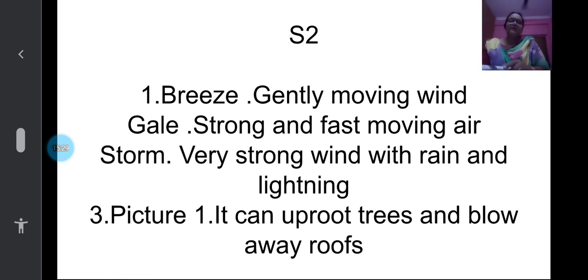So as I told you, read the lesson on textbook pages 118 and 119, then complete S1 and S2 in your workbook, and complete the simple activity, drawing the picture which shows breeze, gale and storm, and learn the keywords. Once all this is over, automatically you are ready for the next part of the lesson, children. So complete this and be ready for the next class.